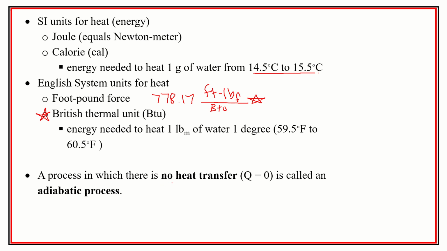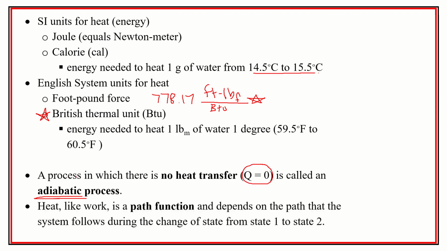So the process in which there is no heat transfer has this magic word called adiabatic. All right. So anytime you hear adiabatic, what you mean is Q is equal to 0. So we'll keep that in mind.